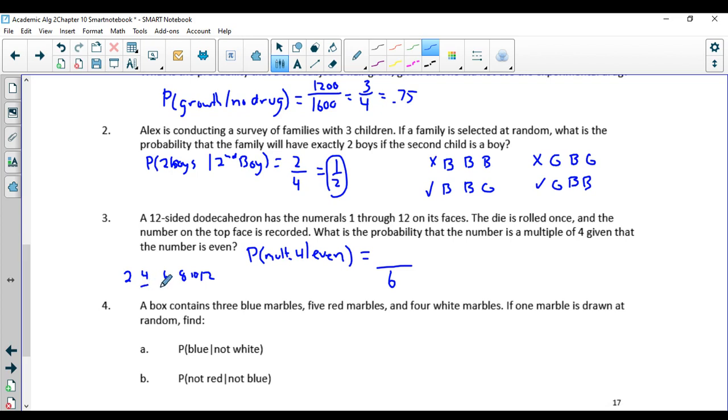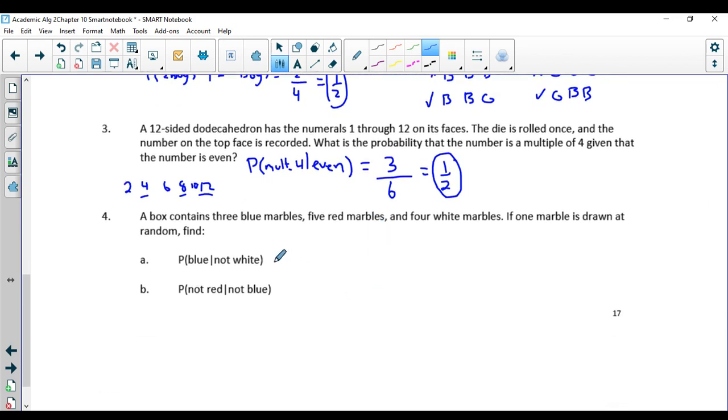Well, 4 is a multiple of 4, 8 is a multiple of 4, and 12 is a multiple of 4. So 3 out of those 6 are true. So our probability is 1/2. Again, since we knew it was even, our denominator is now 6 because there are only 6 even numbers.